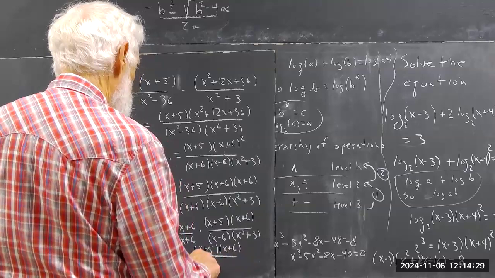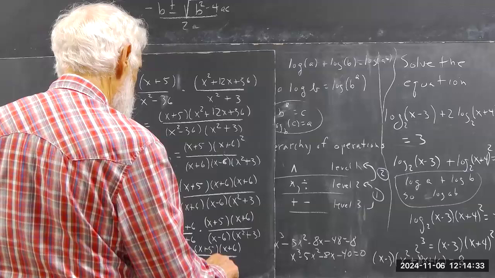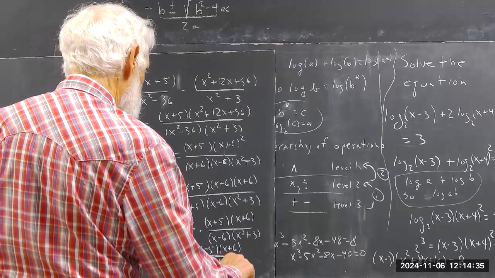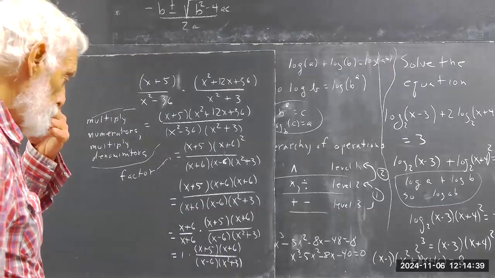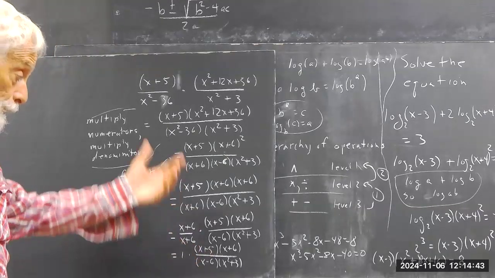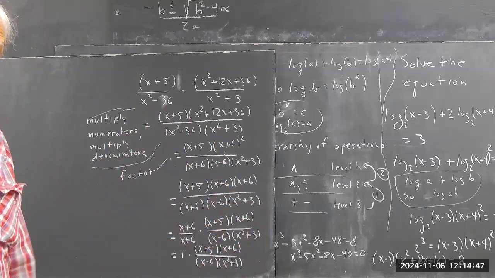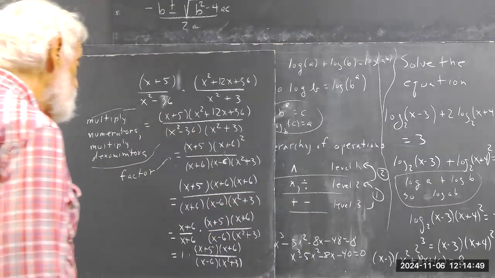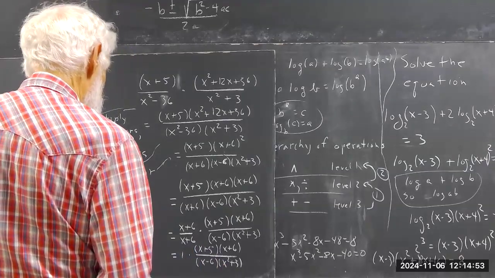1 times x plus 5 times x plus 6 over x minus 6 times x squared plus 3. And I did leave myself room, but I don't really need that 1 there, do I? Because 1 times this is just this. When you multiply something by 1, that something is what you get. 1 doesn't change the quantity it's multiplied by.